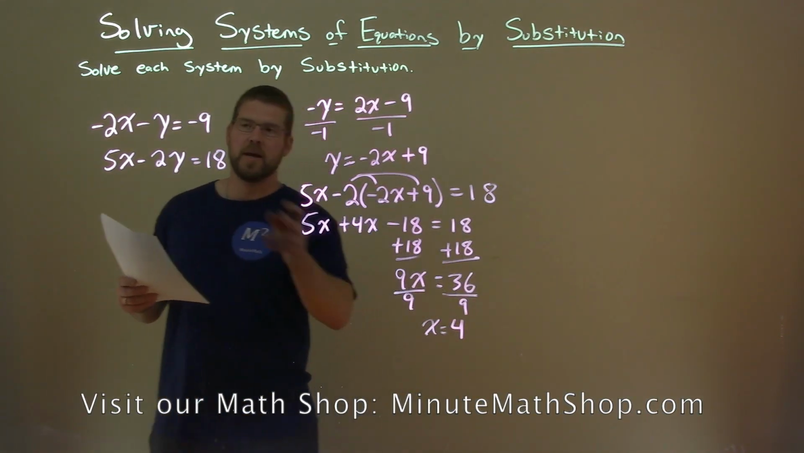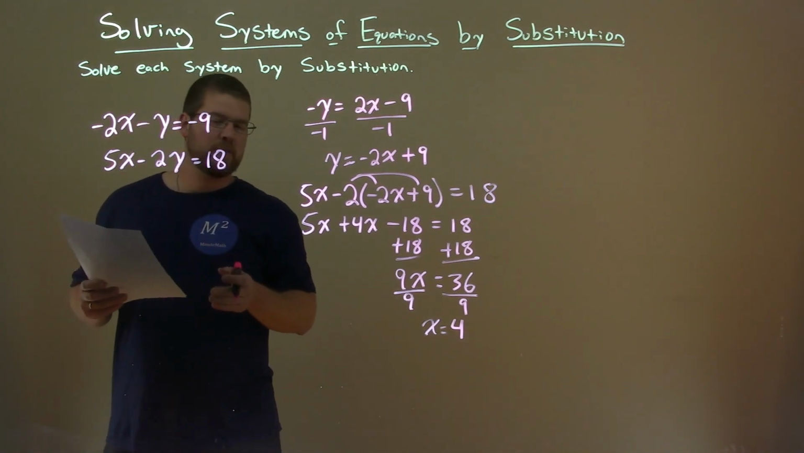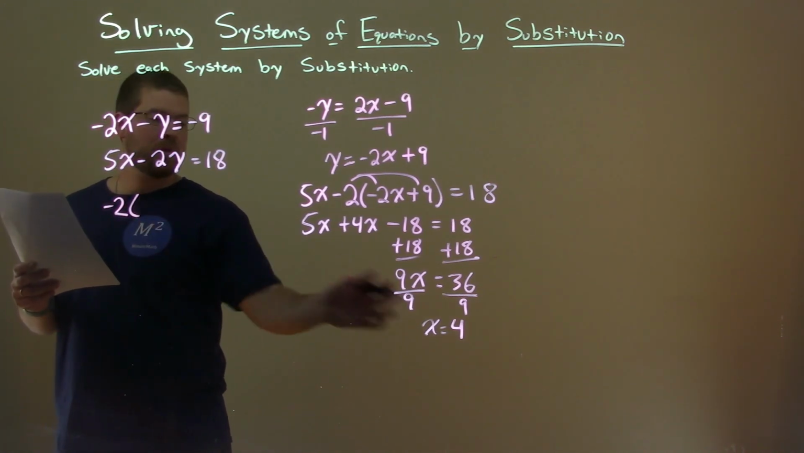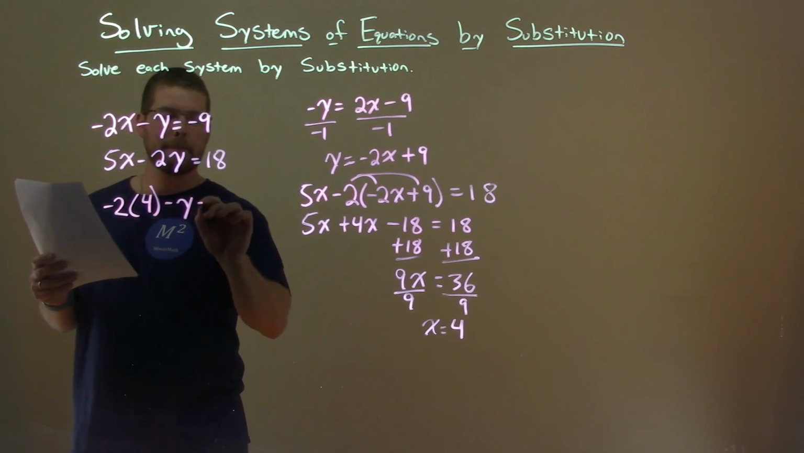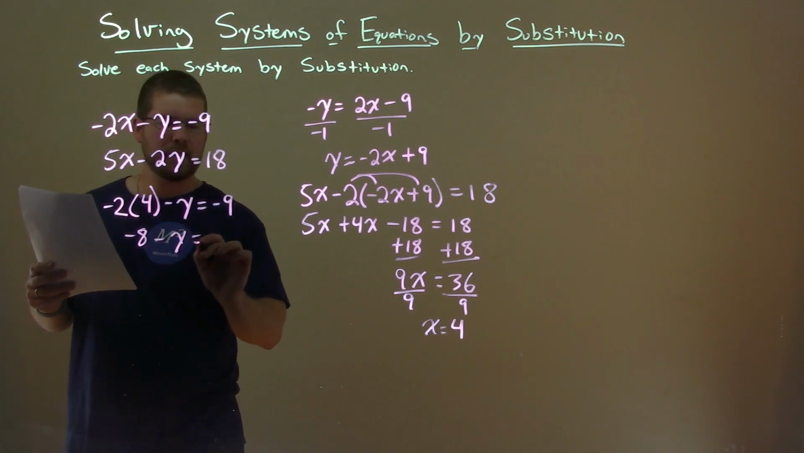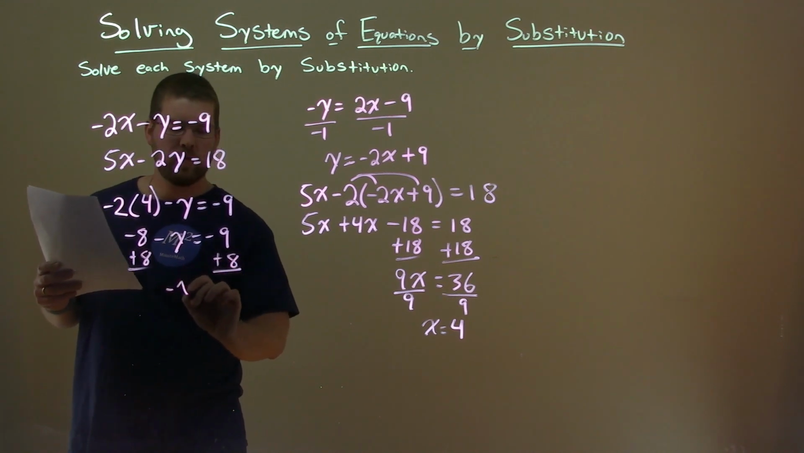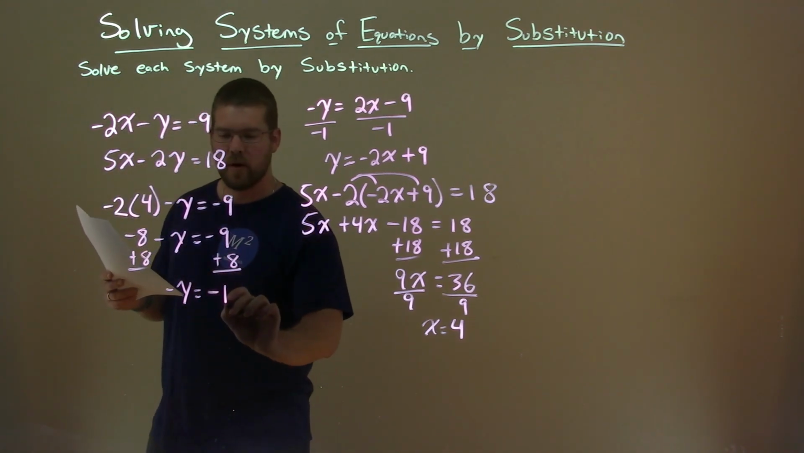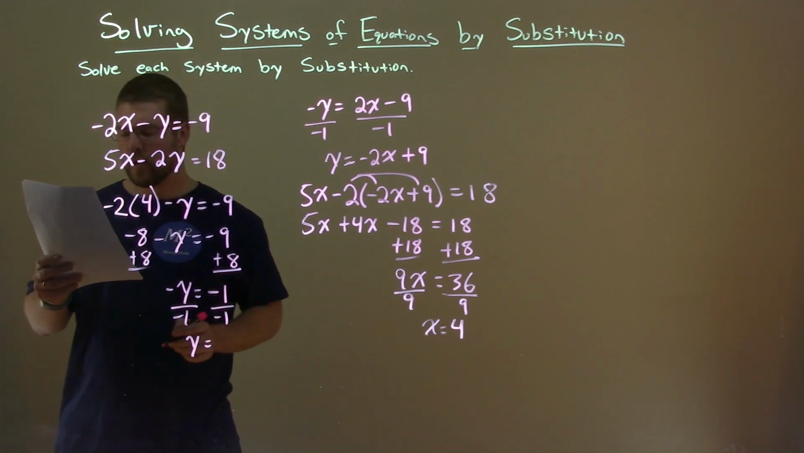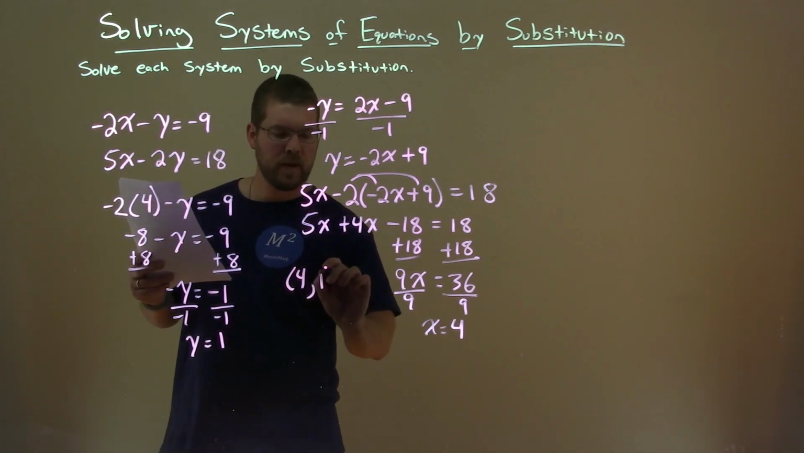Halfway there. We've got to solve for y at least. So try to find an equation which I think is easier to solve for y. Again, I think it's the first equation. Negative 2, instead of x, I put in that 4. Minus y equals negative 9. Negative 2 times 4 is negative 8. Minus y equals negative 9. Add 8 to both sides. Negative y equals negative 9 plus 8, which is negative 1. Divide both sides by negative 1 to keep y positive, and y equals, well, negative 1 divided by negative 1 is a positive 1. Our x value is 4, our y value is 1, and our final answer is the coordinate point 4, 1.